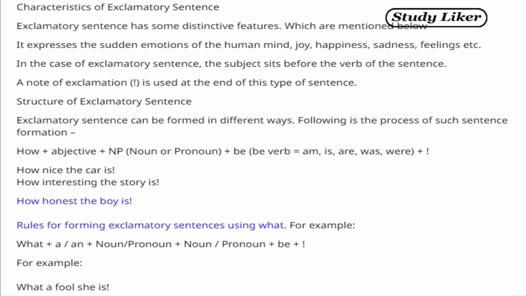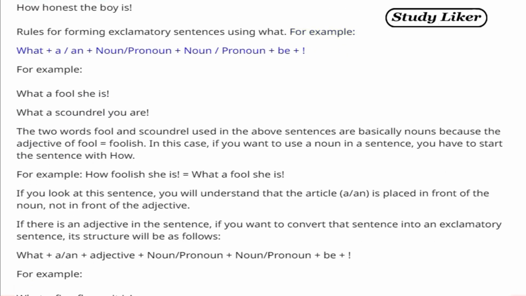Rules for forming exclamatory sentences using what. For example, what plus a plus noun/pronoun plus noun/pronoun plus be. For example, what a fool she is. What a scoundrel you are. The two words fool and scoundrel used in the above sentences are basically nouns, because the adjective of fool is foolish. In this case, if you want to use an adjective in a sentence, you have to start the sentence with how. For example, how foolish she is equals what a fool she is.